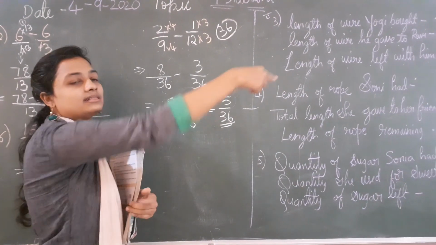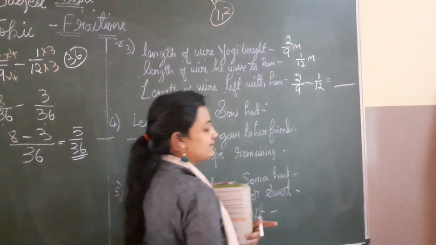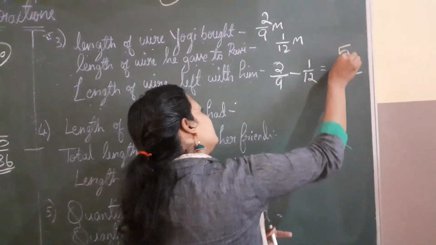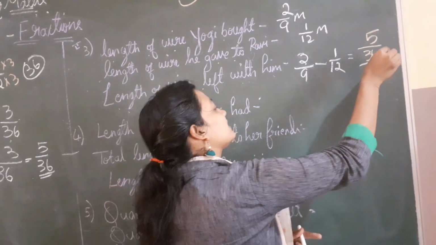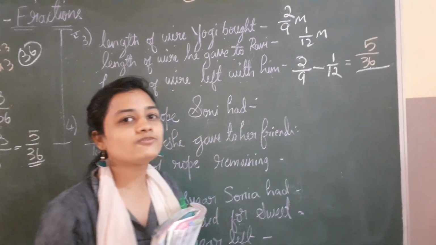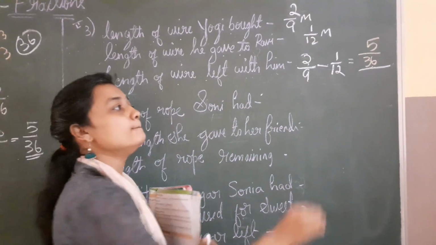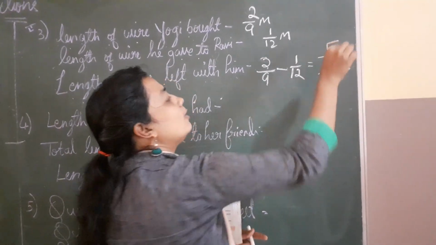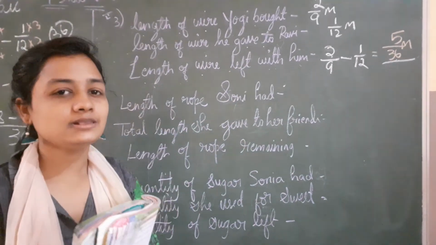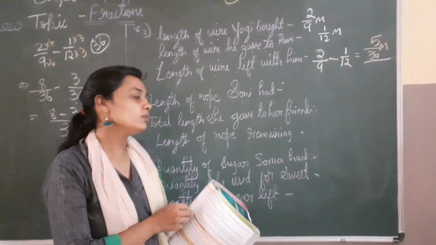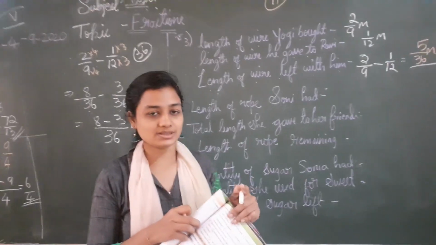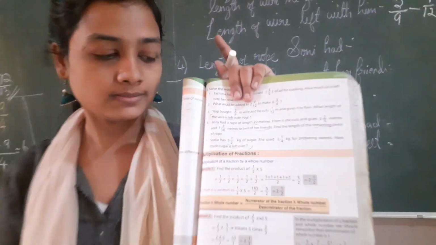So write the answer in the blank there. So what is the answer I get? 5 by 36 is the answer. So 5 by 36 meter of wire is left with Yogi. Now go for the next question. That is the fourth one.